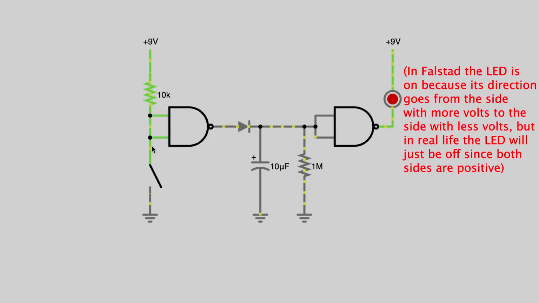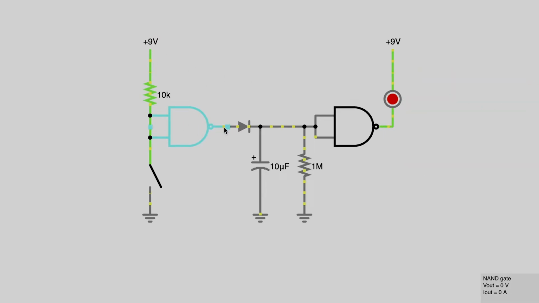So at default state, this will be high and the outputs will be low, and this NAND gate, the input will be low and the outputs will be high. Because both sides are high, the LED will be off.